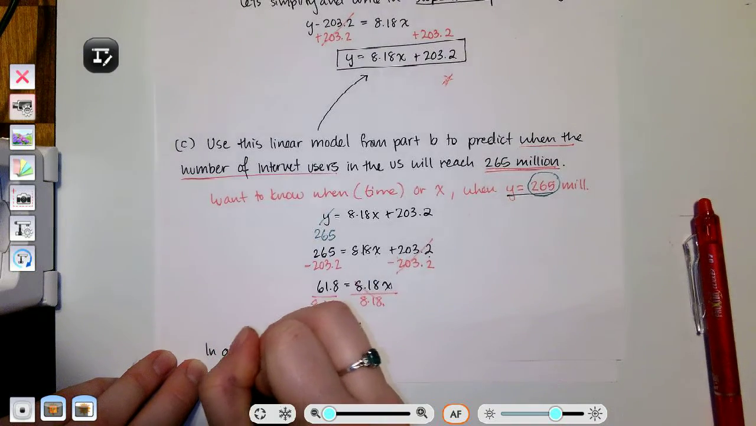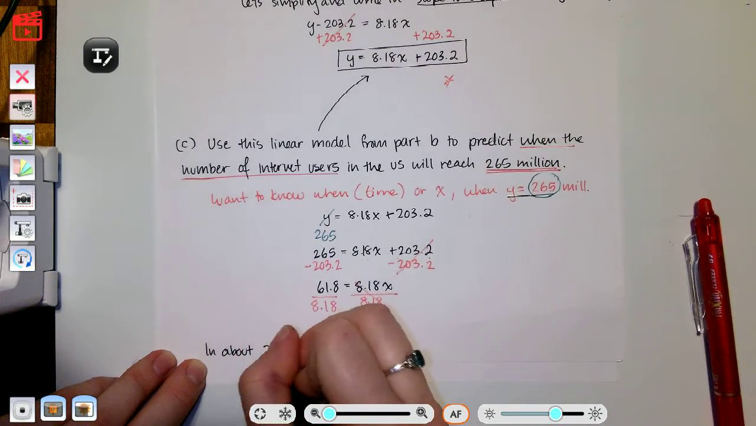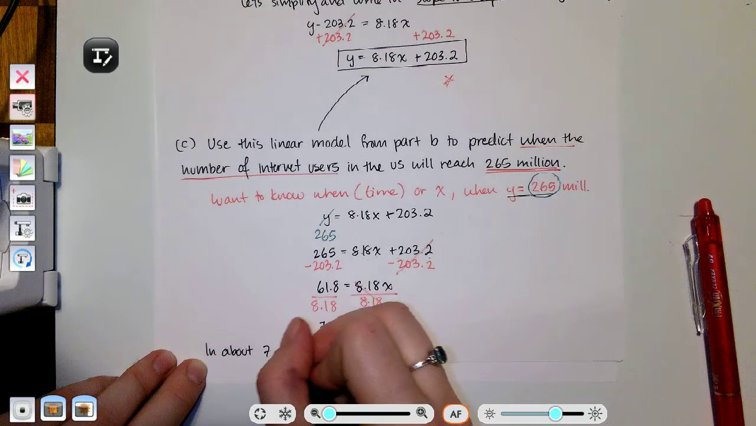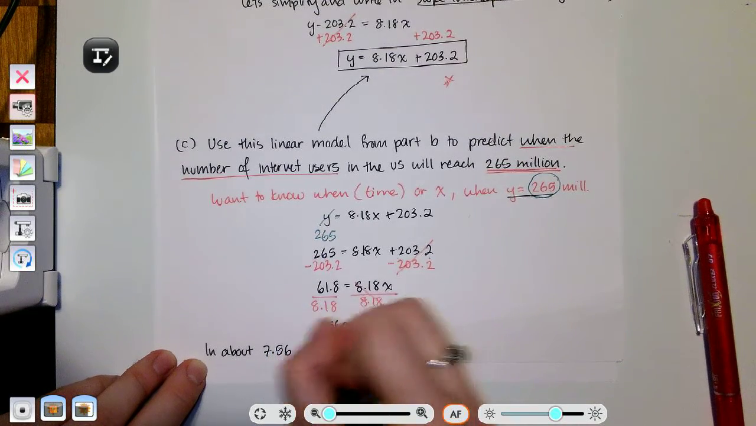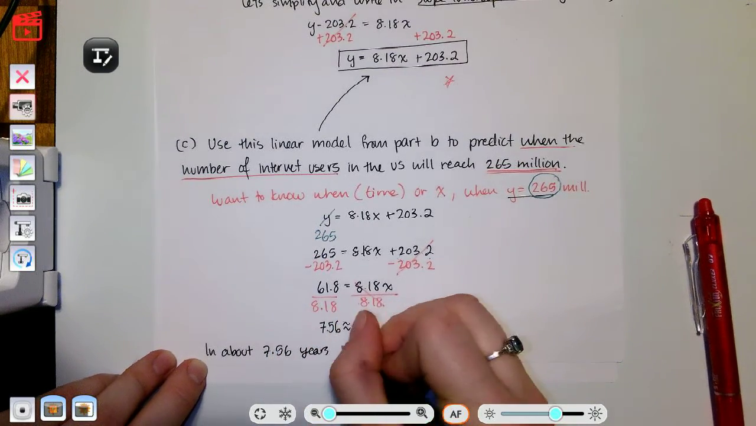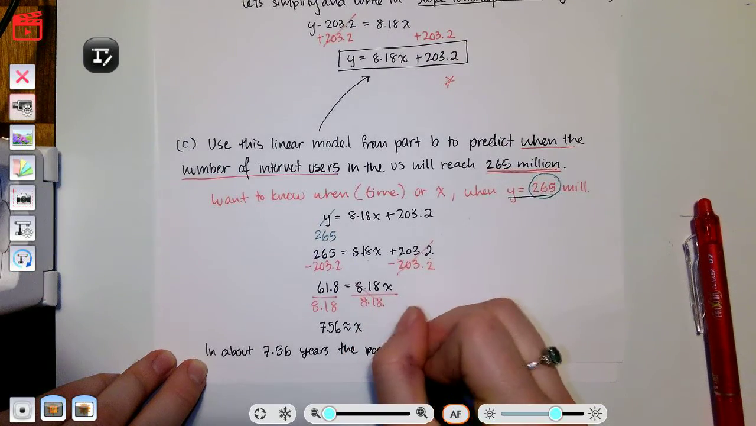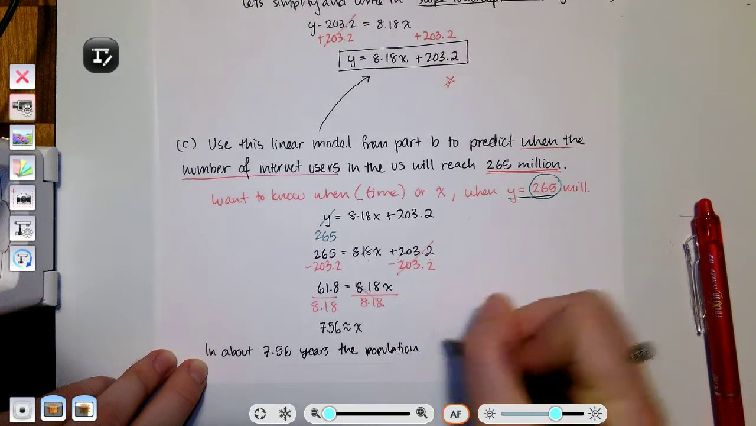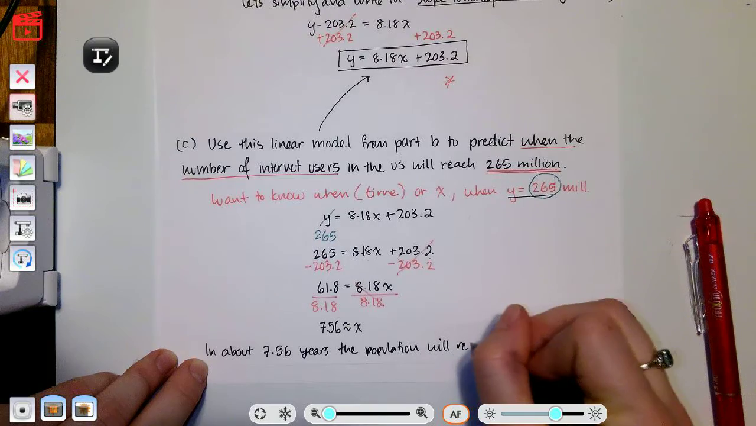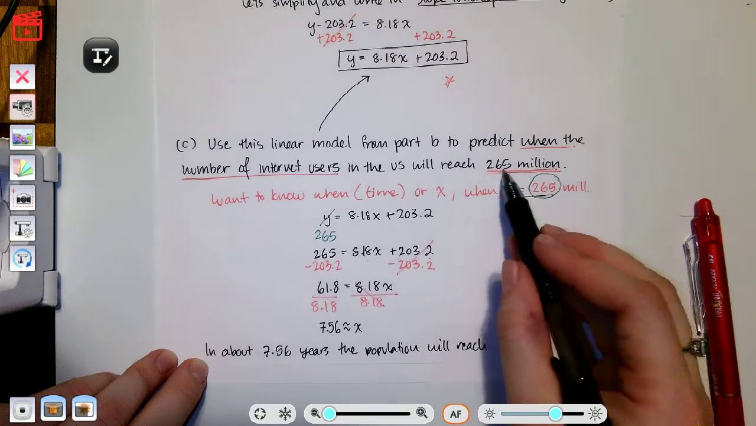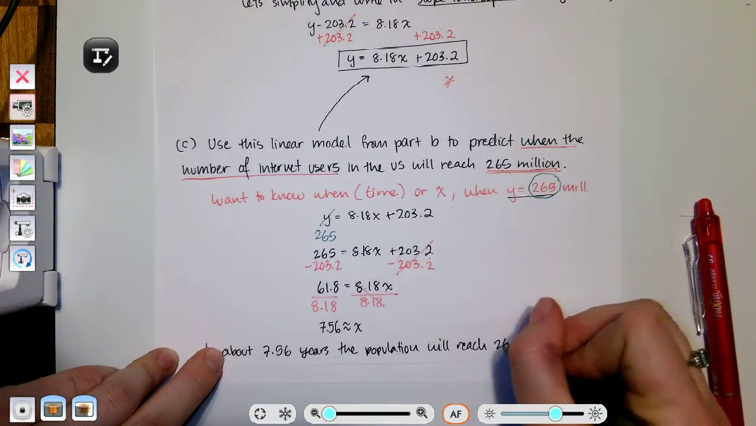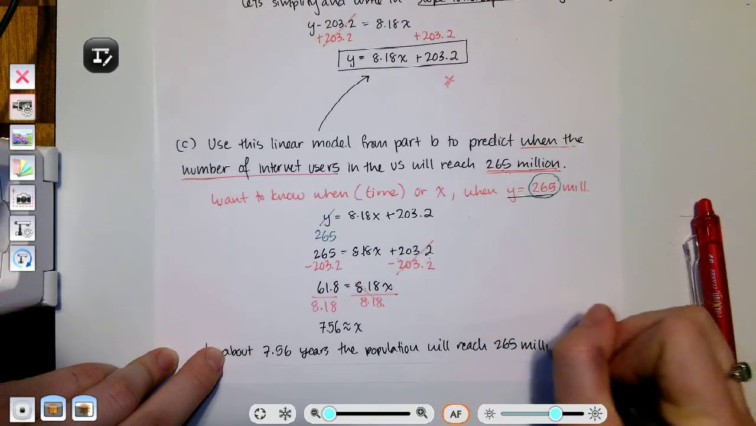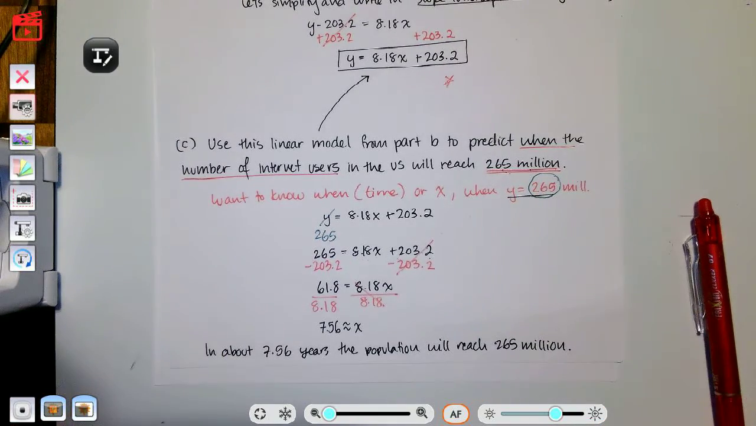In about 7.56 years, the population will reach 265 million. Remember, in word problems, you need to write a complete sentence, starting with a capital and ending with a period.